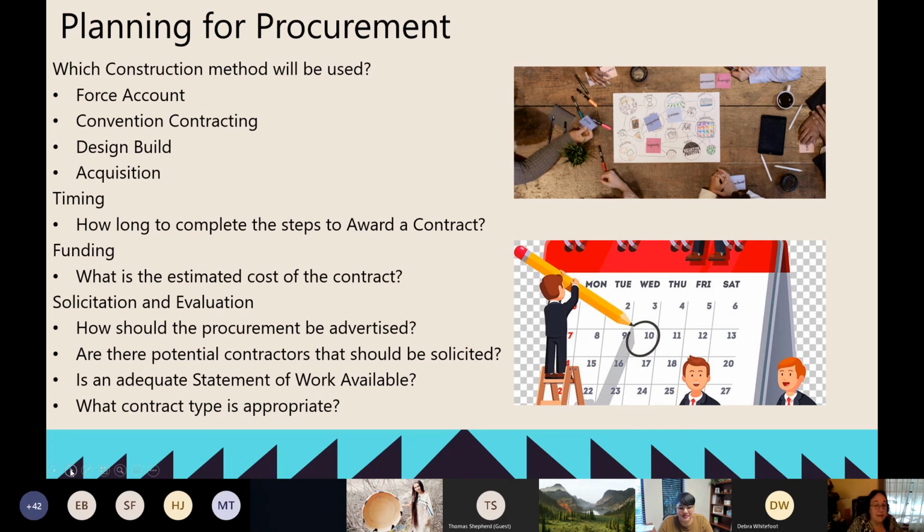How long to complete the steps to award a contract? Funding. What's the estimated cost of that contract? Your solicitation and your evaluation. How should that procurement be advertised? Are there potential contractors that should be solicited? I know in the Oklahoma regions, Sweehaw, and different places like that, they did really, really well with the regional housing entities, and they would have lists.